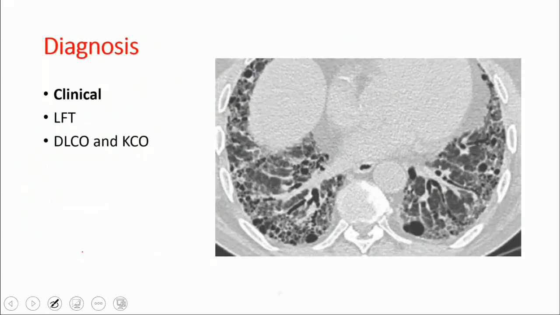Right. So this is what a typical scan looks like. This is called honeycombing. And you can see bronchial dilatation, right? That's called traction bronchiectasis. And X-ray has no place in ILD diagnosis, right? You have to do a high resolution CT scan.